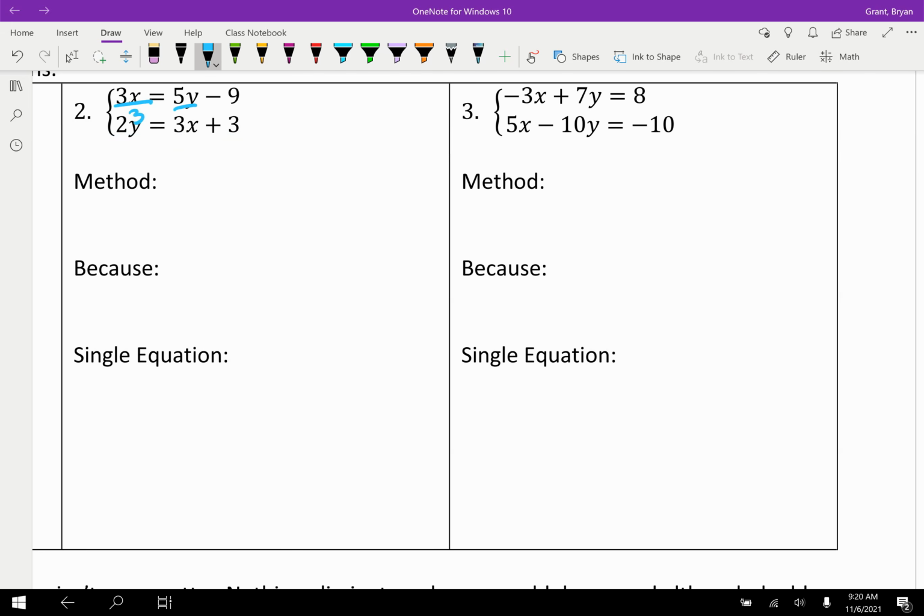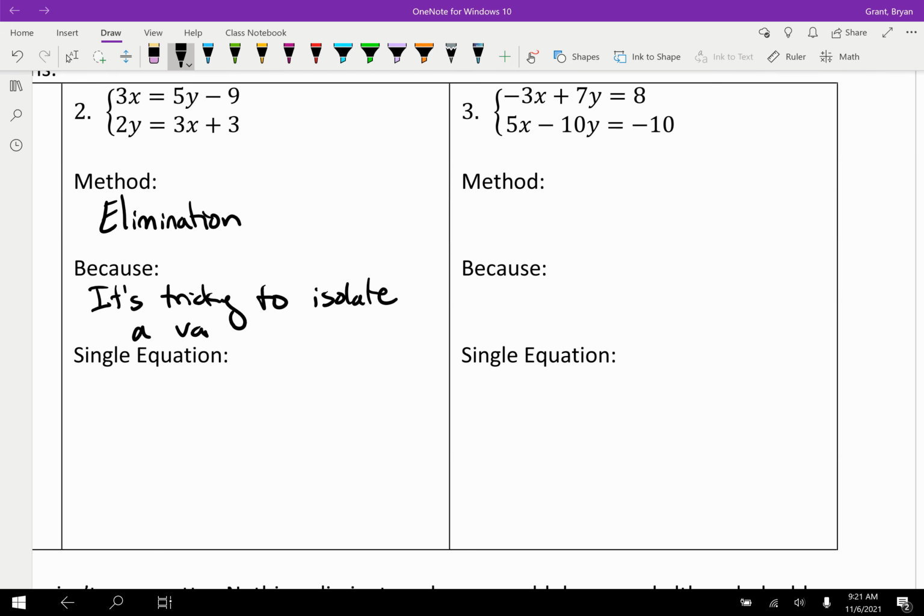If you wanted to get x alone over here, you would have to go through and divide everything by 3. And 5 divided by 3 also doesn't come out nicely. So I think isolating here would be a little tricky. So what I'm probably going to try is elimination. However, I am going to go back and show you a way to do substitution here. With elimination, I'd say because it's tricky to isolate a variable.